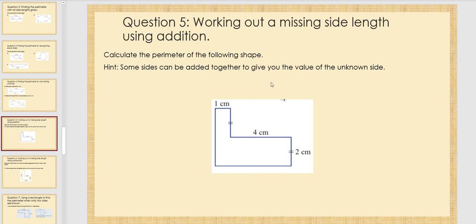For our next question, question 5, it says work out a missing side length using addition. Okay, so we're going to be using addition to help us work out a side length. And the main aim of this question is calculate the perimeter of the following shape. So we have to calculate the perimeter, but in order to calculate the perimeter, I need to know what this length is and this length is, or all my side lengths.